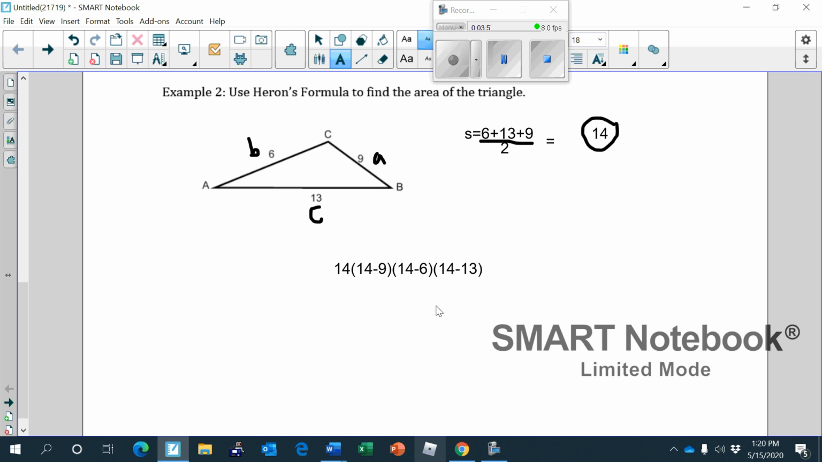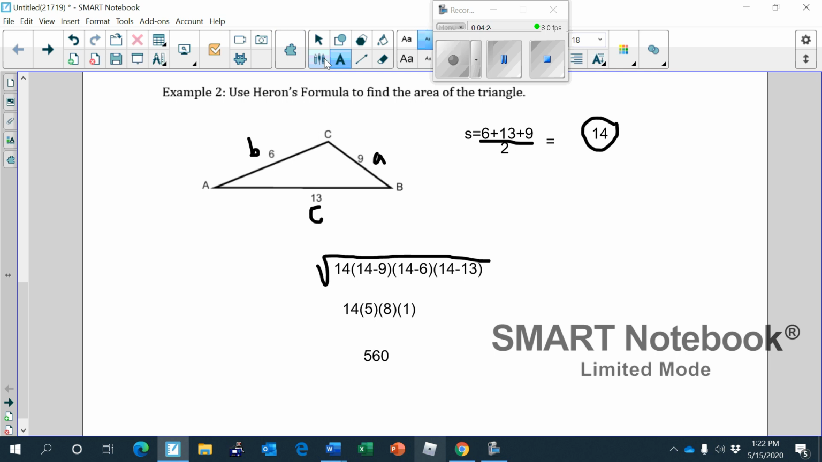And once we do this, we have to remember that at the end, we actually take the square root, okay? So we're going to plug all this into our calculator. I mean, you could do it step by step. Okay, so when we do this, we get 14 times 5 times 8 times 1. Okay, so when you multiply all those together, you get 560.